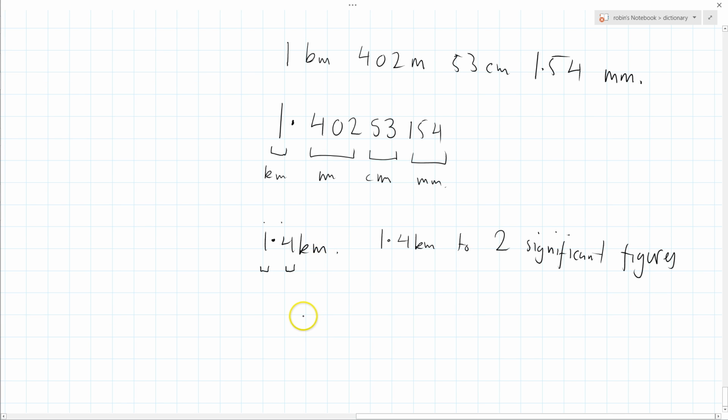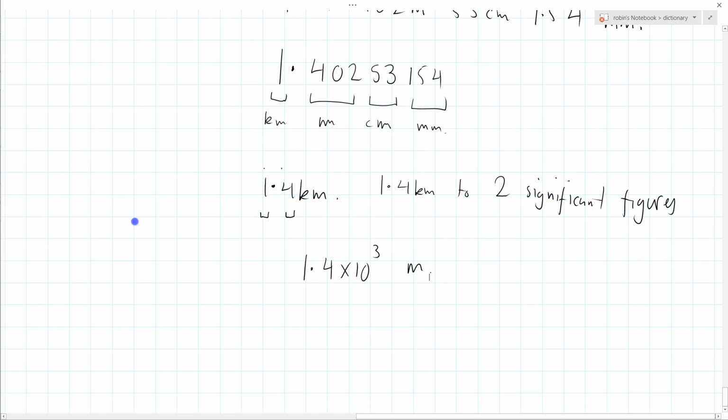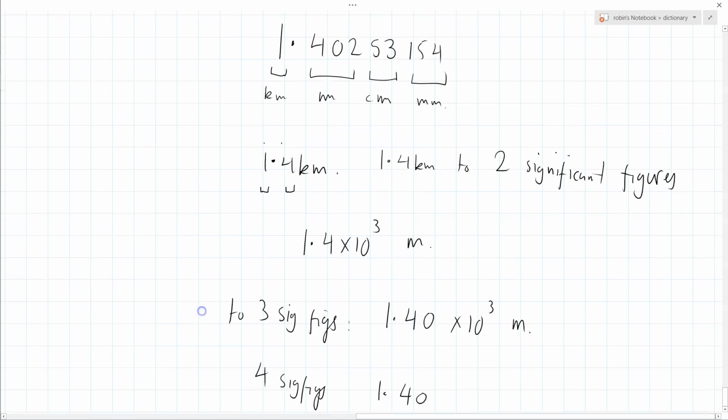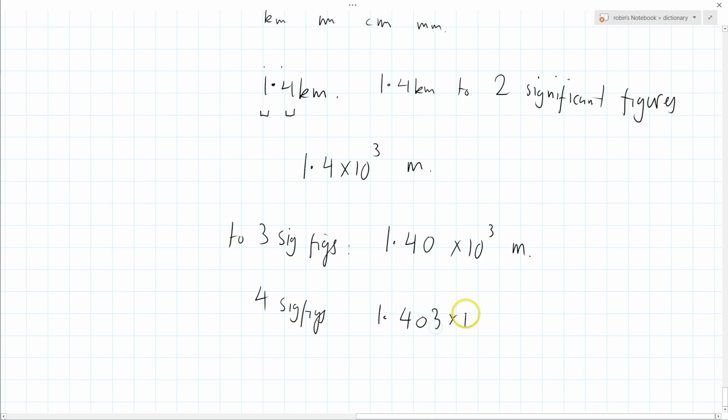If you want to put it in scientific notation, you'd say it's 1.4 times 10 to the 3 metres. I guess you should use metres if you can for lengths in science and engineering. Let me express that to three significant figures. Sig figs. Well, that's 1.40 times 10 to the 3 metres. And to 4 sig figs, it will be 1.40, what was it? 402. Oh, actually, I should round it up to 403, I guess, because that's above the halfway mark. 1.403 times 10 to the 3 metres. And that's 4 significant figures.